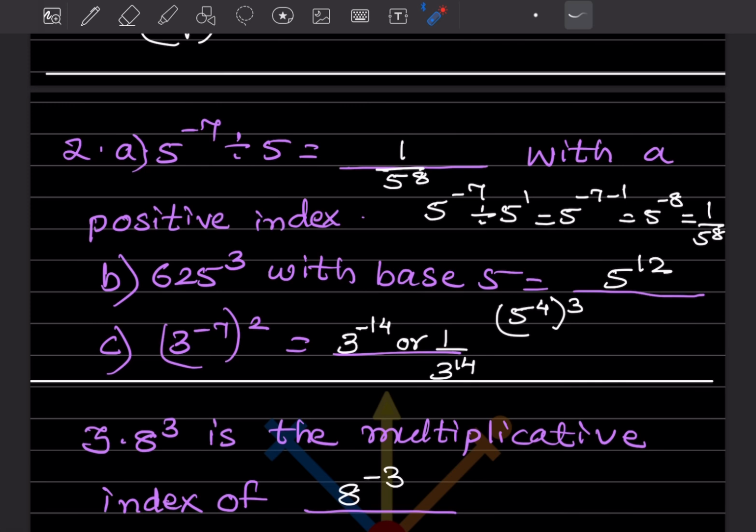Now see here, this is the blank given. 5 raised to minus 7 divided by 5 is what, with a positive index? You have to write the index as positive. Directly we cannot write this one. This is the answer, but I showed the working over here.